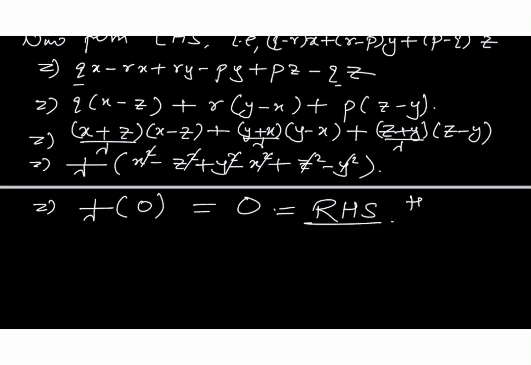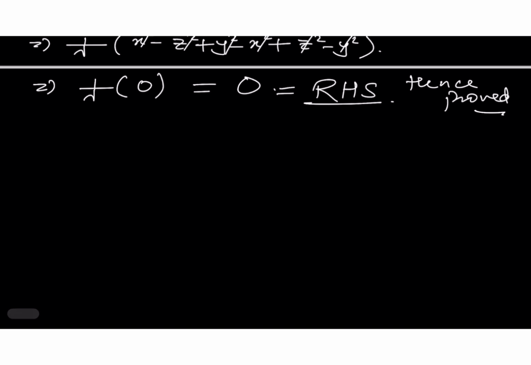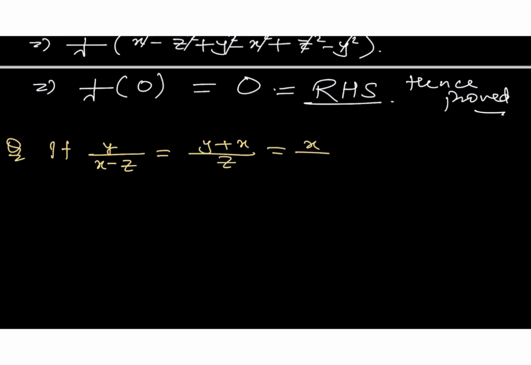Hence proved. So sometimes we need to take two ratios at a time, right? Now let us take one more question. The question is, if y upon (x − z) is equal to (y + x) upon z is equal to x upon y, find the ratio of x is to y is to z.